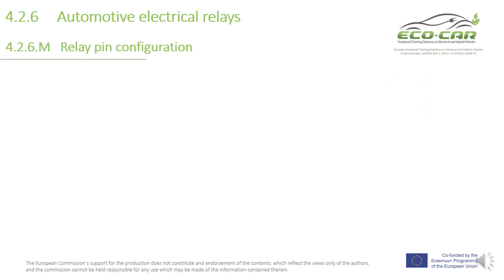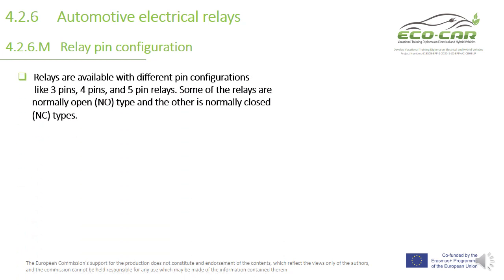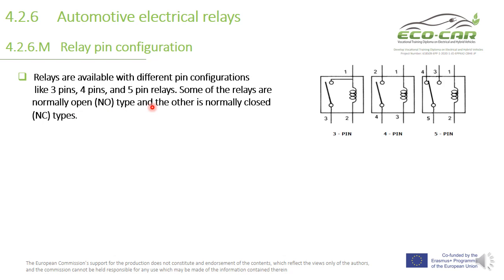Relay pin configuration. Relays are available with different pin configurations: 3 pins, 4 pins, and 5 pins. Some of the relays are normally open type and the others are normally closed. As you see here, this is a relay with 3 pins. This is the coil, this is the contact. This is 4 pins, coil and contact. This is a relay with 5 pins. This is the coil, this is the contact, normally closed, normally open.